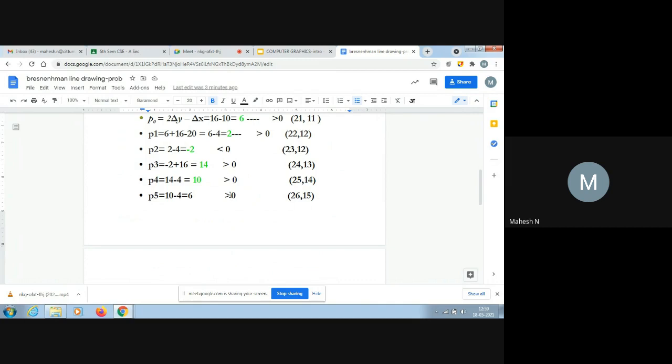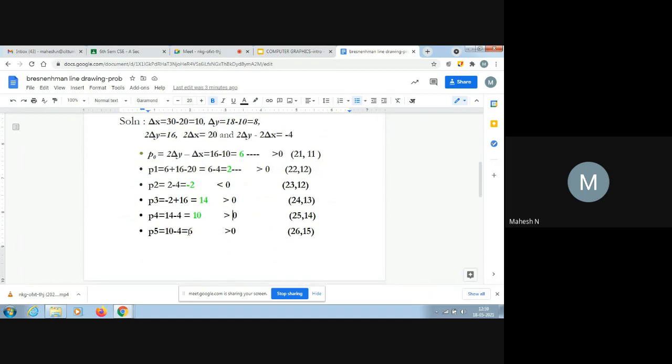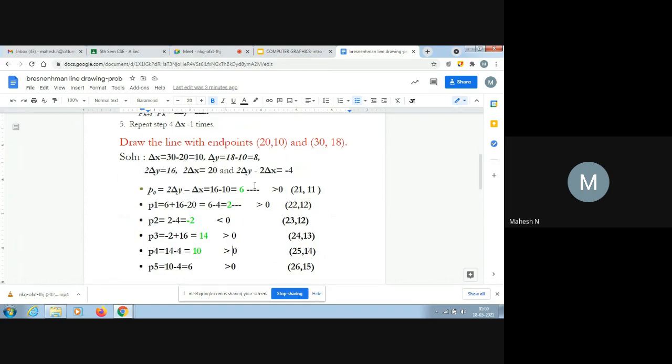So as it is positive, for the next point you need to again choose the same equation. Pk plus 1 is equal to pk plus 2dy minus 2dx, where your current old pk is 6, and 2dy minus 2dx is minus 4. So 6 minus 4, 2 you will get. Again it is greater than 0. Again you will increment both x and y. Okay, right? So this logic you need to go on applying until at some point your vertex will stop at 30 comma 18. That is your end point.